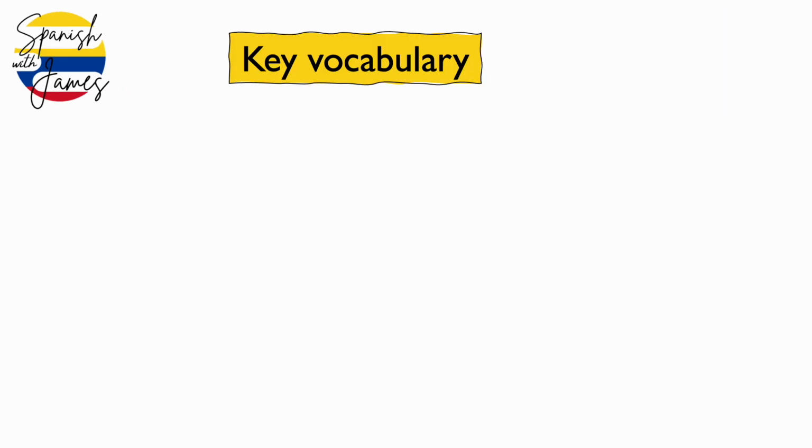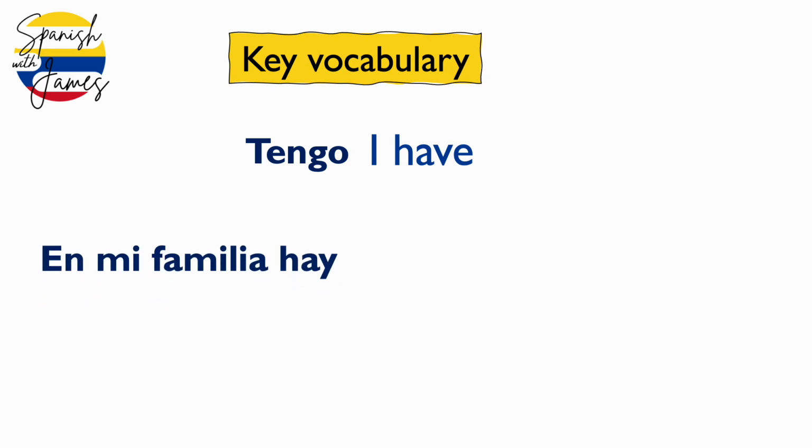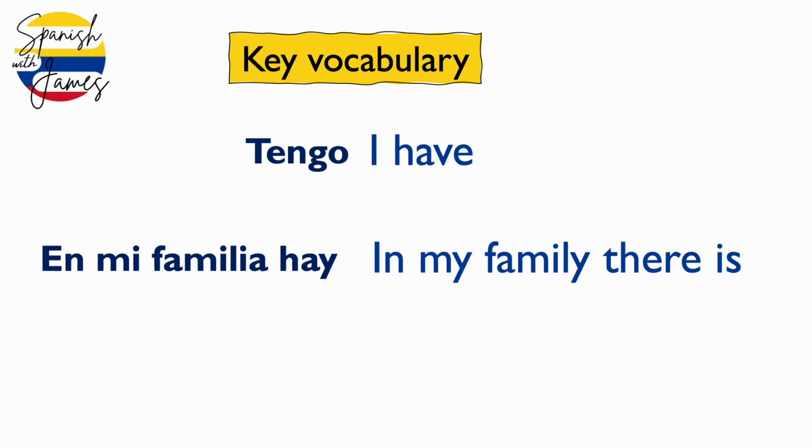Now let's start off with some key vocabulary that you're going to need later on. So before we even learn the words for mum, dad, sister, brother and all of the different members of the family, the first word I want us to have in mind is tengo, and that means I have. For example, if we want to say I have a brother, I have two sisters, we're going to need that word, tengo. I have. Now we could also say, en mi familia hay, in my family there is.